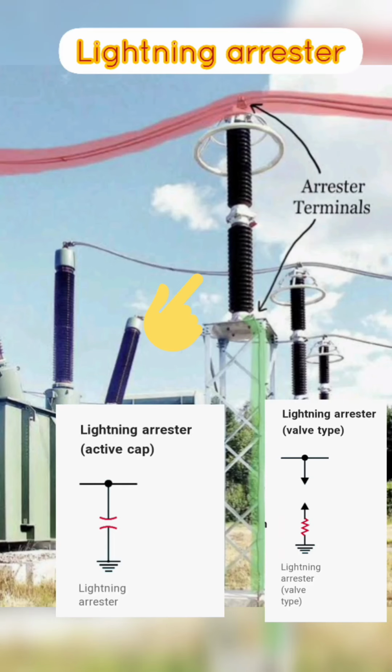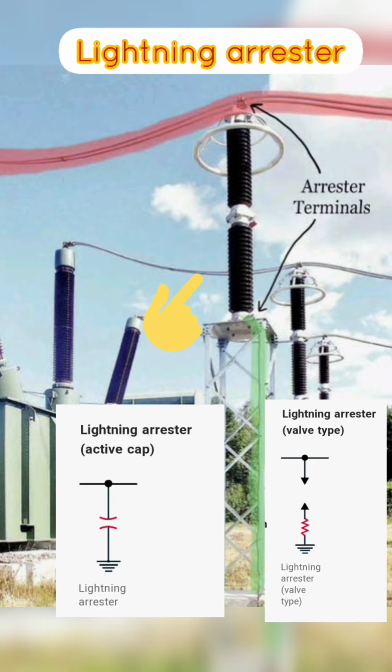Next we learn about lightning arrestor. An electrical substation lightning arrestor, also known as a surge arrestor or a lightning protector, is a device designed to protect electrical substation equipment from lightning strikes and power surges. It is an essential component of any substation, as lightning strikes and surges can cause significant damage to electrical equipment, leading to outages and costly repairs.